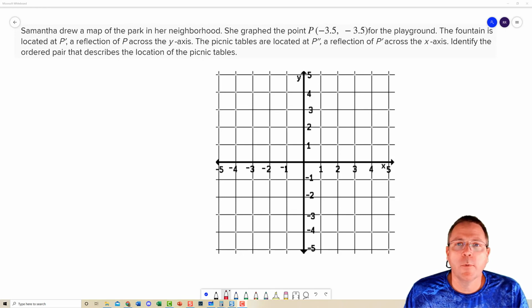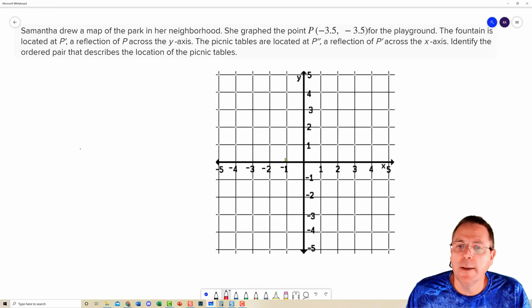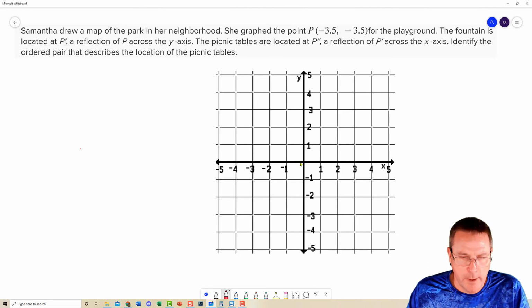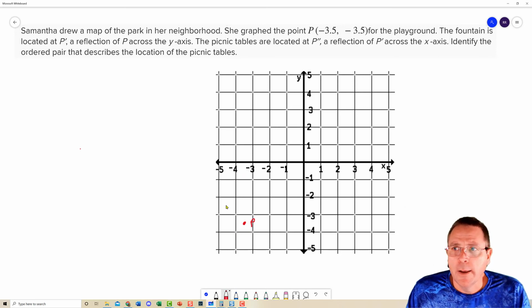Samantha drew the park in the neighborhood, and she graphed point P at -3.5, -3.5. Superman runs before he flies, so we're going to go -3.5, -3.5, and that right there is going to be point P. Next, the fountain is located at P prime, which is the reflection across the y-axis. This is the y-axis. P is 3.5 spaces to the left, so P prime is going to become 3.5 spaces to the right. We're going to call that P prime.